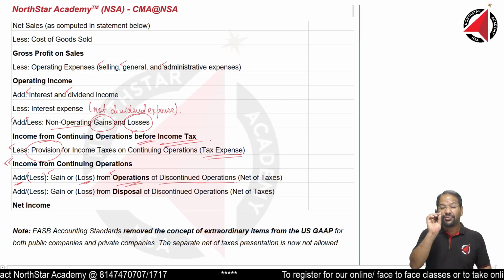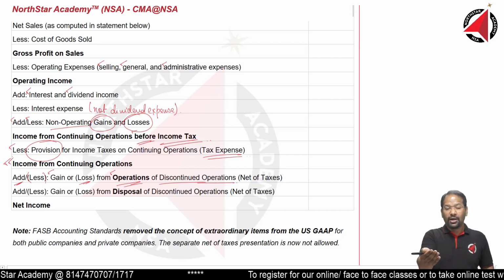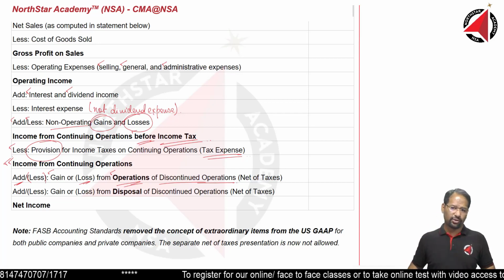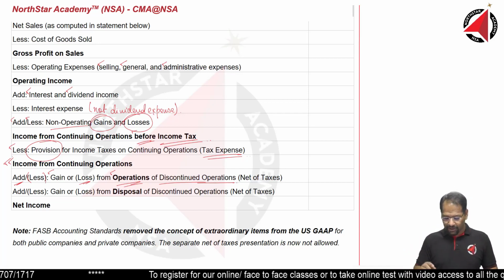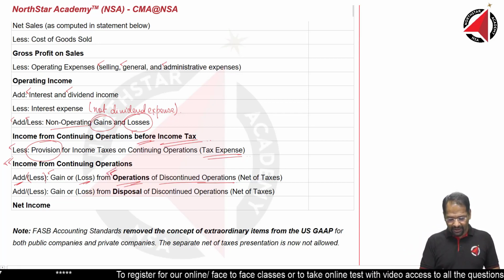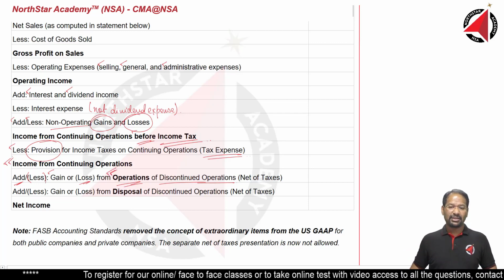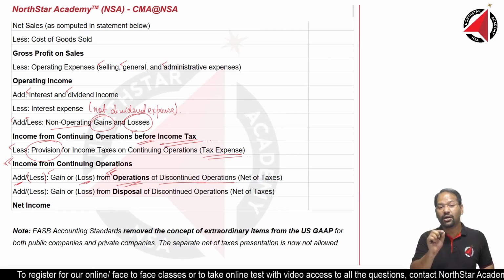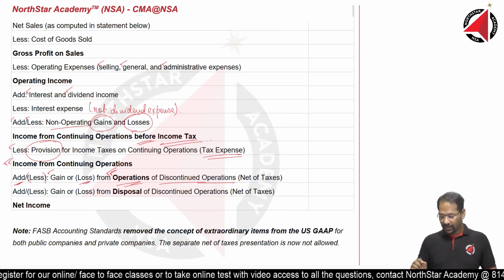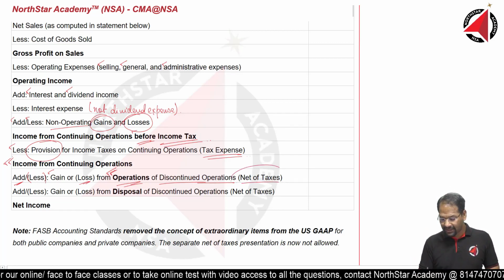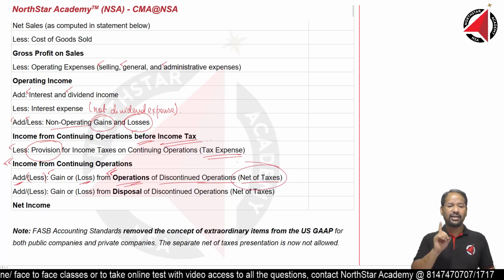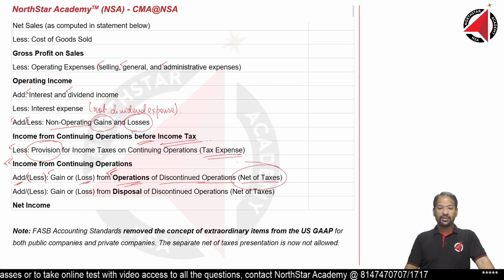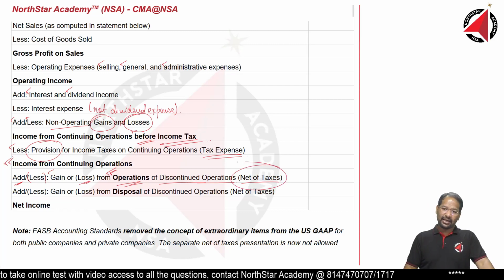So during those 5 months, how much did you earn or how much did you lose? The net amount, the gain or the loss portion only, the net amount. That portion will come here. Operation of the discontinued operation means for the 5 months you continued selling that product, how much you earned or lost during those 5 months. Remember, this is to be presented net of taxes. Very, very, very important. This has to be presented net of taxes, after subtracting the tax.